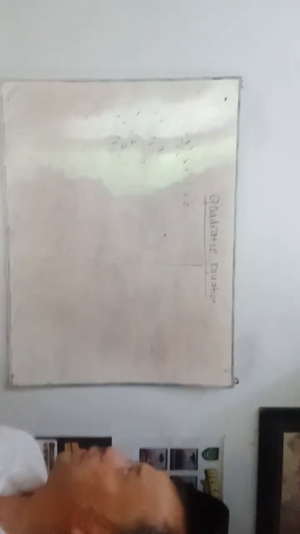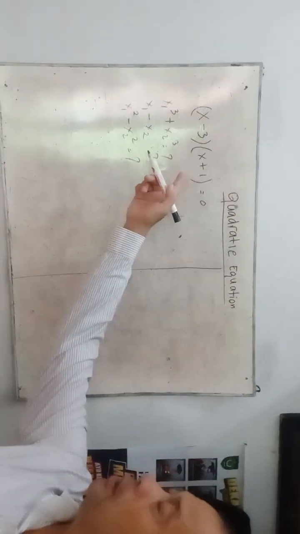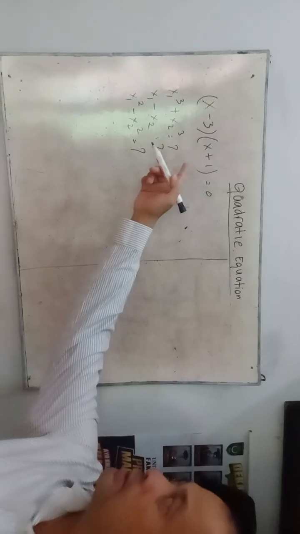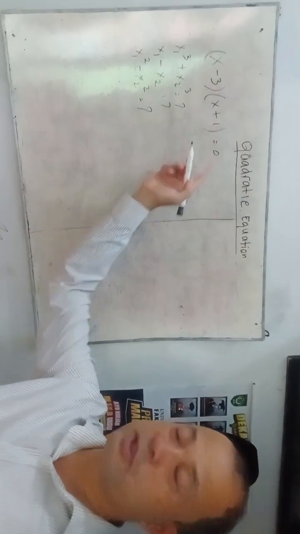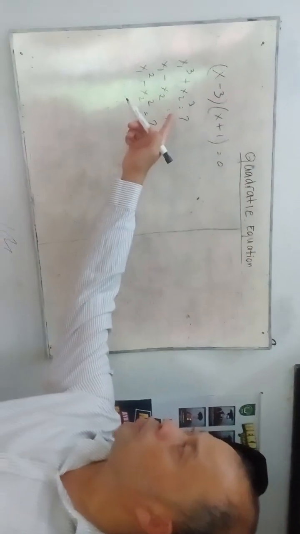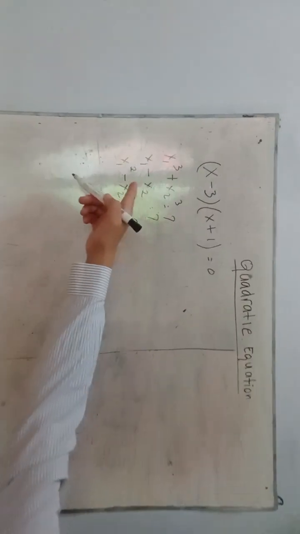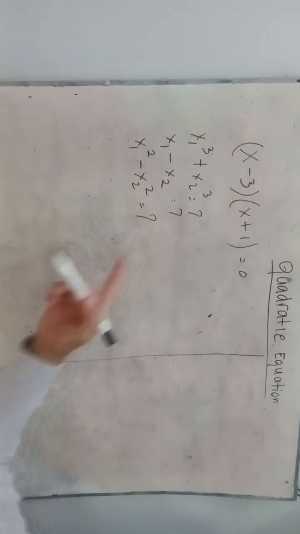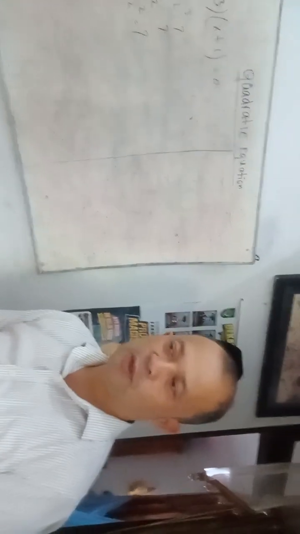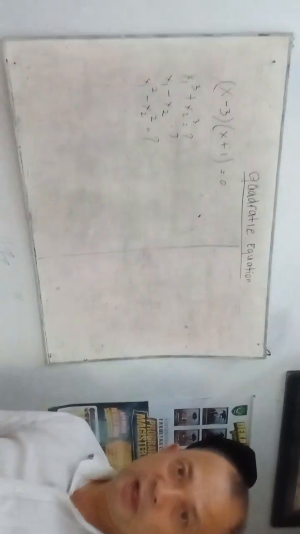Okay, today we have a question about quadratic equation. The question is (x minus 3)(x plus 1) equals 0. You must find the value of x1 cube plus x2 cube, x1 minus x2, and x1 square minus x2 square. How to solve this question? If you know the principle of the quadratic equation, I think it's much easier for you to answer the question. So let's discuss together.